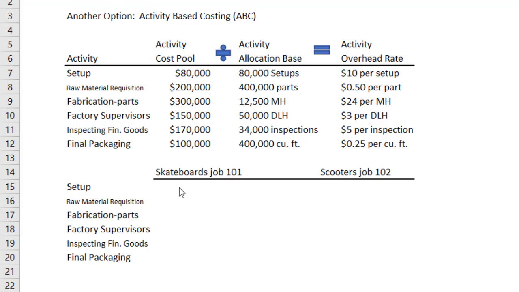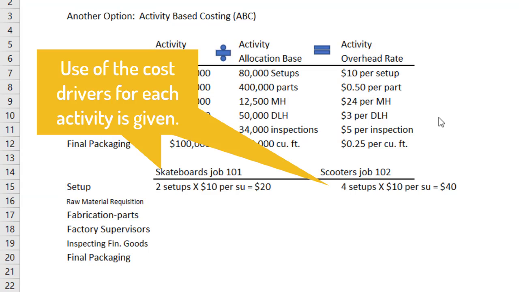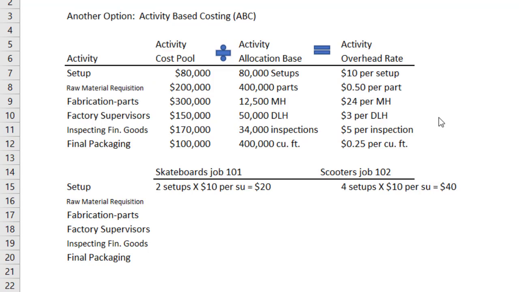How many setups did we have for job 102 for the scooters? Looks like we had to do 2 setups for the skateboards. The rate is $10 per setup, and so we are going to give $20 of overhead to job 101 because of that. And there's 4 setups, so we give $40 of overhead for job 102. So then we'll do the same thing.